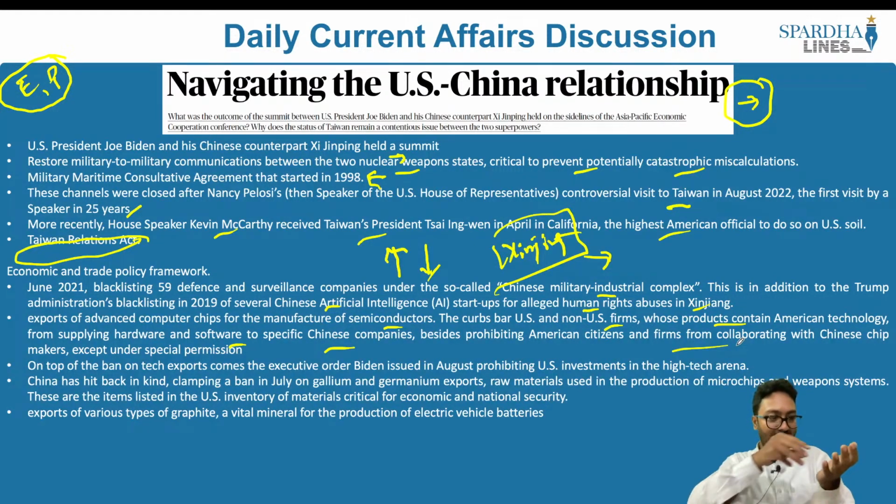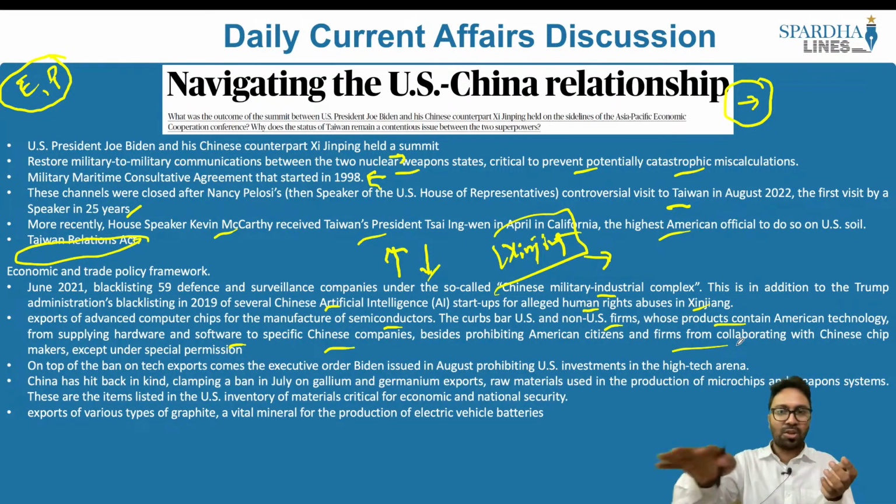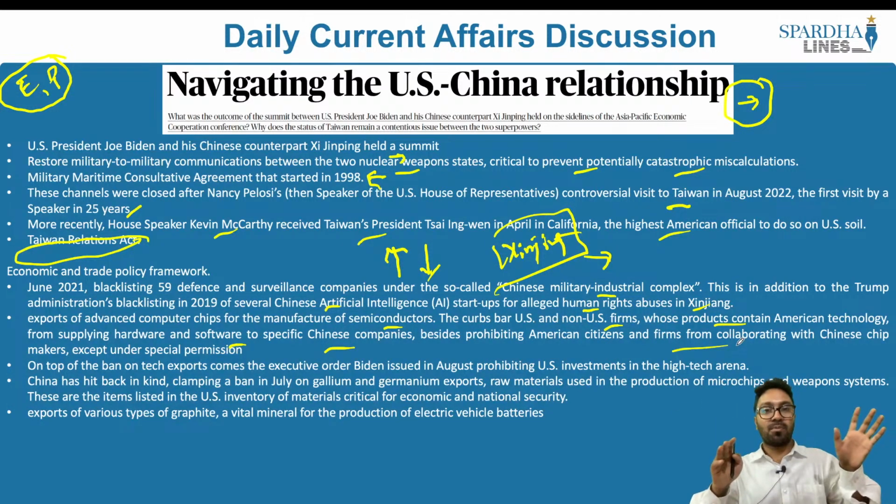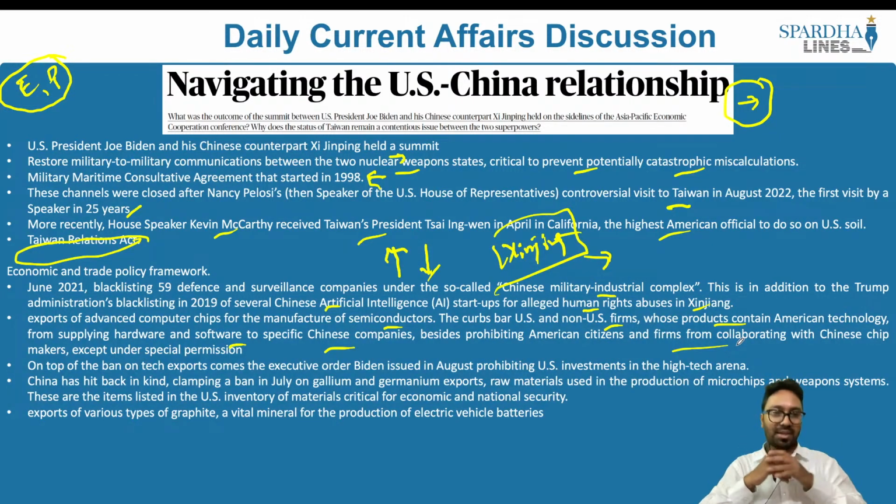So if there is a USA company which is designing a particular software, in that case they are not supposed to pass any of the information to the Chinese, and even if they have to collaborate with the Chinese, special permission would be required, on the artificial intelligence front and also on collaborating with the Chinese chip makers.